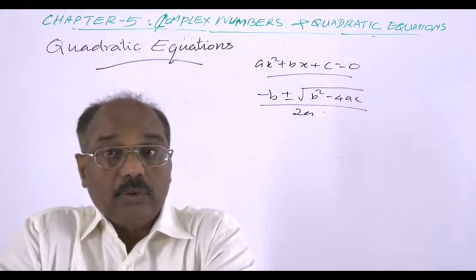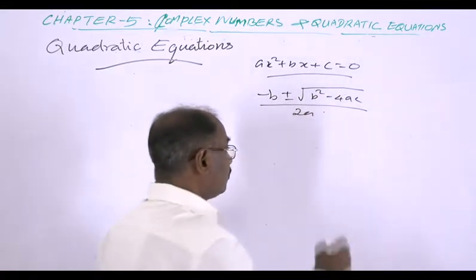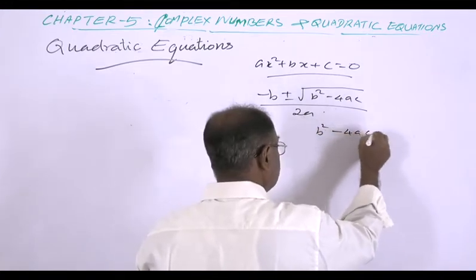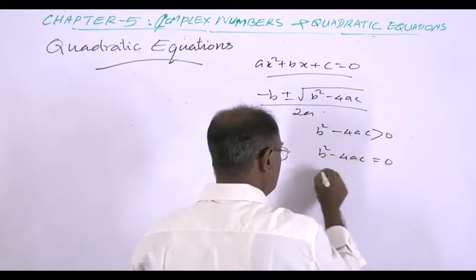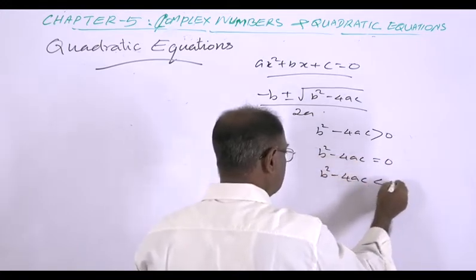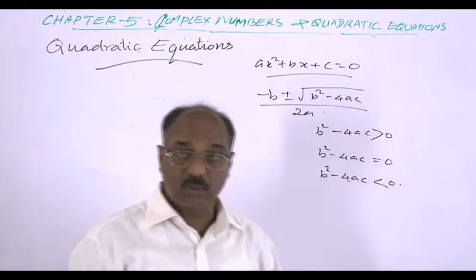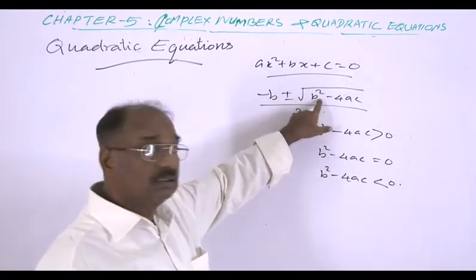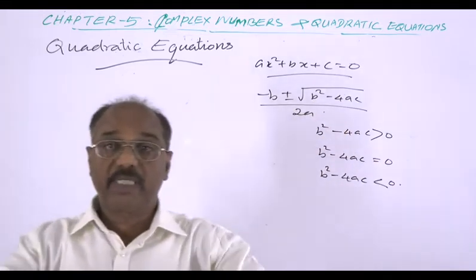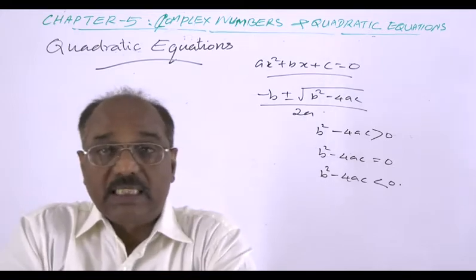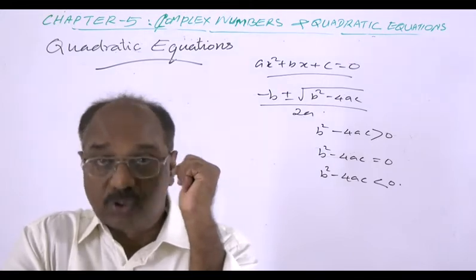And now there are three cases. One, the discriminant b squared minus 4ac greater than 0; two, b squared minus 4ac equal to 0; and three, b squared minus 4ac less than 0. If b squared minus 4ac is greater than 0, then you will get two values for the root of b squared minus 4ac, plus or minus, and those two values are real values, and therefore the equation will have two real roots.